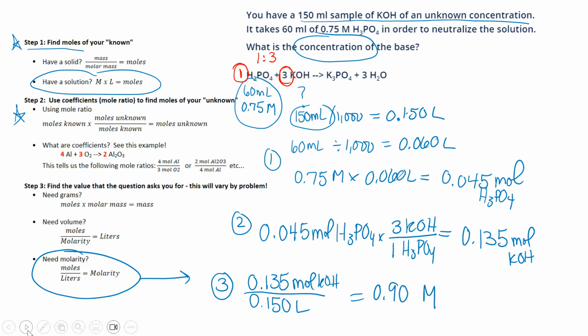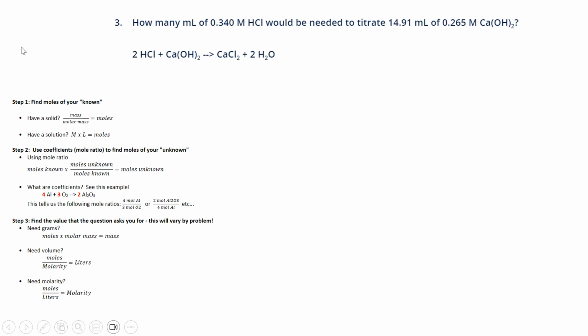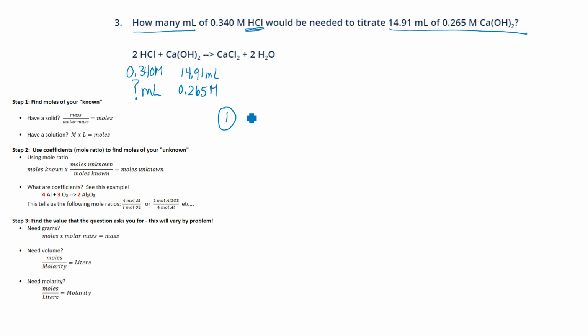All right, let's try one more. In this case, what do we know? We know that we have a 0.34 molar solution of HCl, but the question is how many milliliters do I need? So this is actually my unknown, my HCl, and then my base is my calcium hydroxide. I know that I have 14.91 milliliters of it, and it's 0.265 molar. So step 1, I'm going to find moles of my known. This is the one that I know.